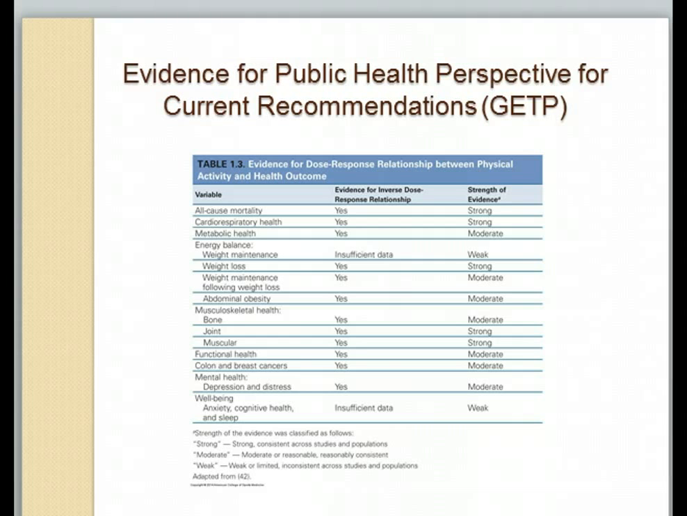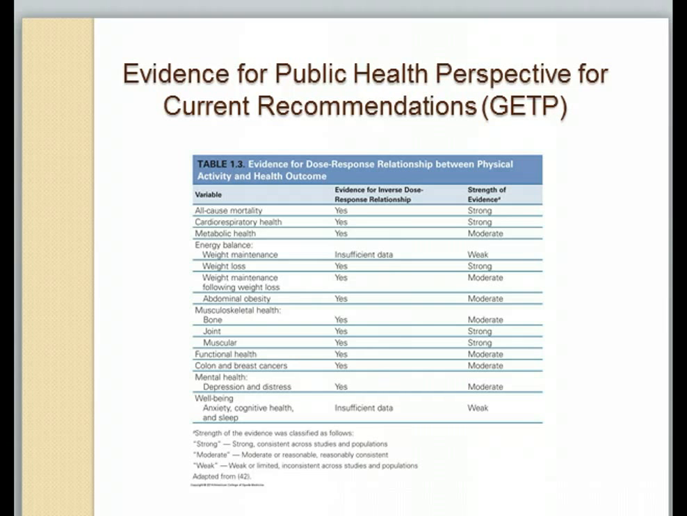And then if you look at the very last column of the table, the strength of the evidence. So if you look at the answer key at the bottom of the table, strength, strong, consistent across lots of studies and populations. So across different ages, races, ethnicities, we're going to see strong evidence. So where you see it's weaker, we maybe don't have enough consistent evidence, and we may not have data across different populations. So that's a big factor too.